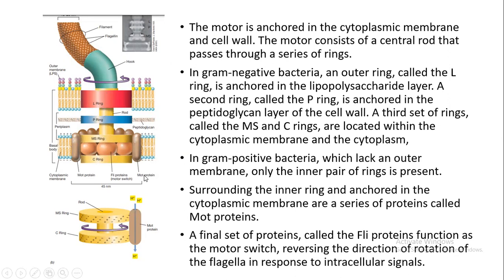In gram-negative bacteria, the outermost ring is known as the L ring, which is anchored within the lipopolysaccharide layer. The second ring is the P ring, which is anchored in the peptidoglycan layer, while the inner two fused rings, the MS ring and the C ring, are embedded in the inner membrane and the cytoplasm. In gram-positive bacteria, which lack the outer membrane, only the inner pair of rings are present, that is the MS and C rings, anchored in the inner membrane and cytoplasm.